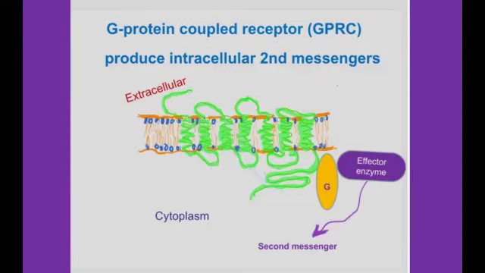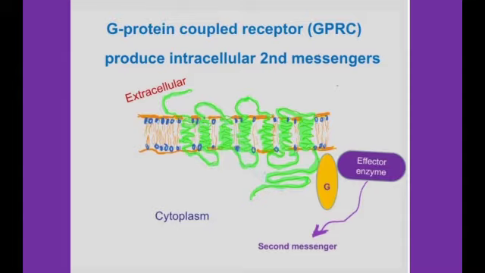So here we go with the first one we're going to cover. The first one we're going to cover is a very important receptor, a G-protein coupled receptor. It's called the beta-adrenergic receptor. I'm going to explain the terminology here because it's very important that you understand that.